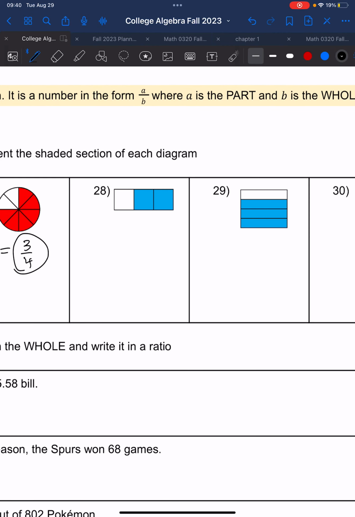Same with 28, 29. We are looking at the shaded region. So for 28, we have 2 shaded regions, and there are a total of 3 blocks there. So our ratio is 2/3. For 29, we have 3 shaded, but 4 total. So part over whole, our ratio is 3/4.